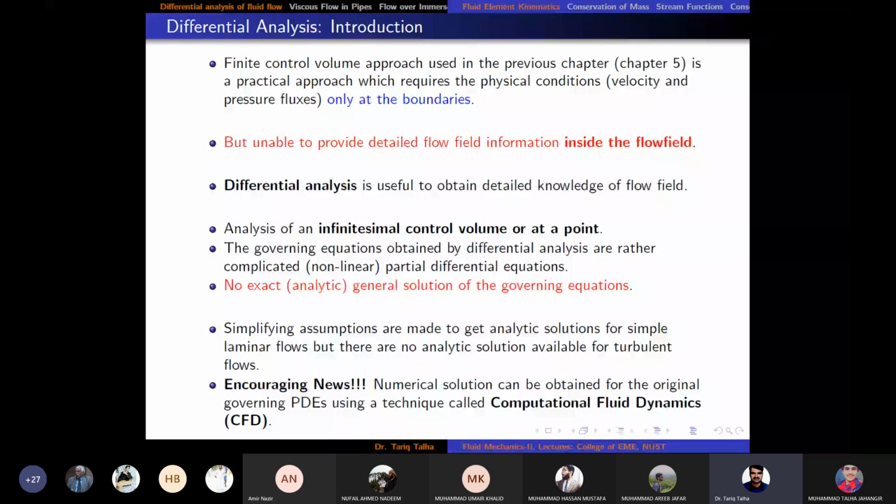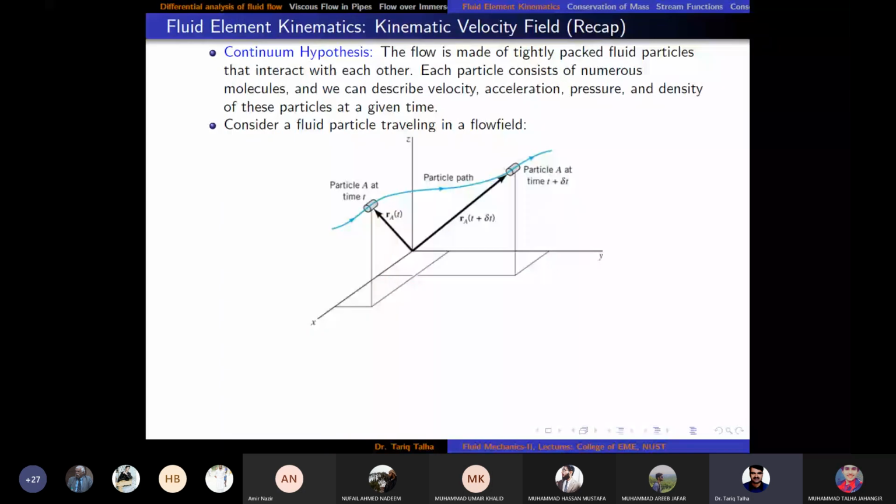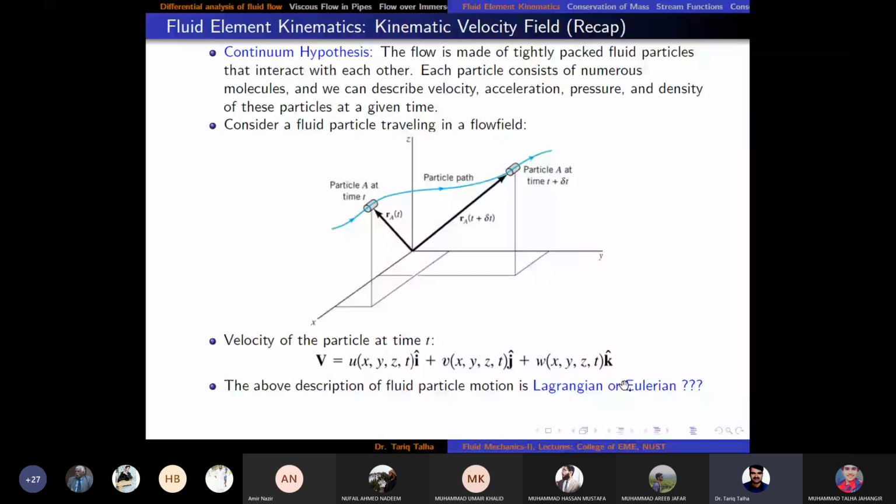Okay, now a quick recap of the continuum hypothesis. As we discussed, we consider average properties, like velocity, that is basically a function of time as well as space in 3 dimensions. And I have written an equation like this. Is it the Eulerian approach or the Lagrangian approach? Anyone? I think Lagrangian. Lagrangian approach.